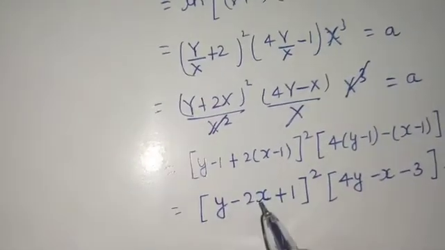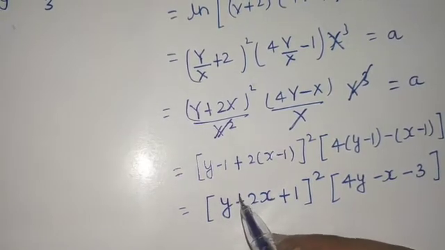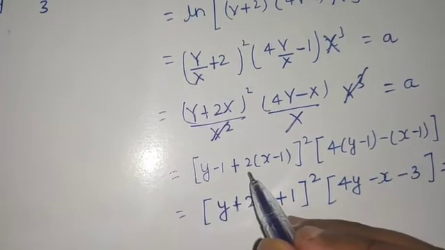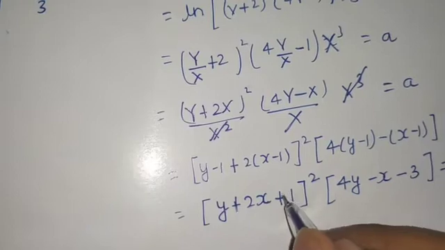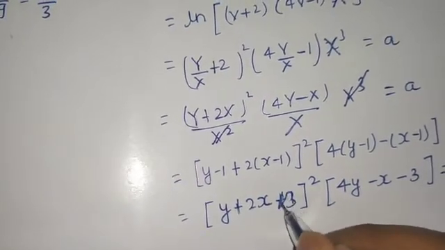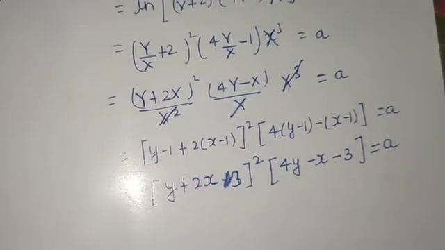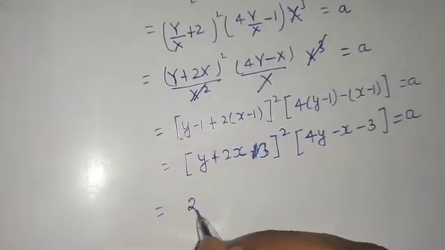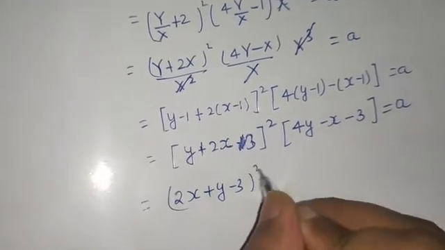Plus, so y plus 2x and minus 1 and minus 2, so that will be minus 3. Okay, so if you look at this, it can be written as 2x plus y minus 3 whole square.